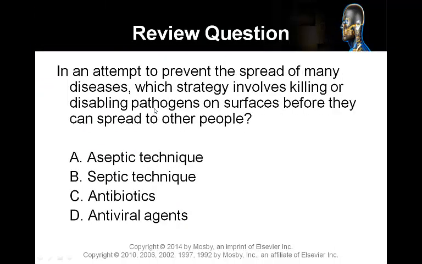So here's a review question. In an attempt to prevent the spread of many diseases, which strategy involves killing and disabling pathogens on surfaces before, we have a key word here, before they can spread to other people? Aseptic technique, septic technique, antibiotics, or antiviral agents? Aseptic techniques. Remember, that's the key, is it's before. Antibiotics and antivirals are going to be utilized after they've spread to the host organism, in this case, the human being.